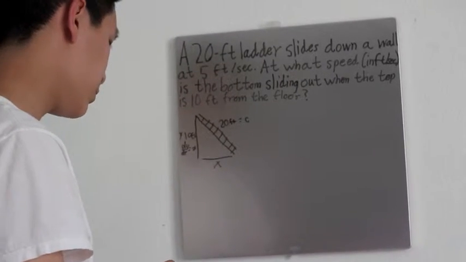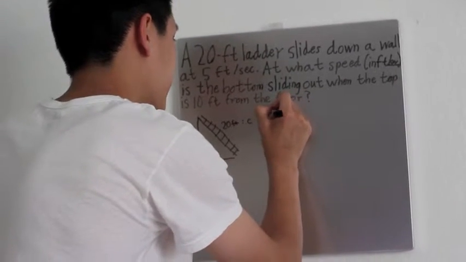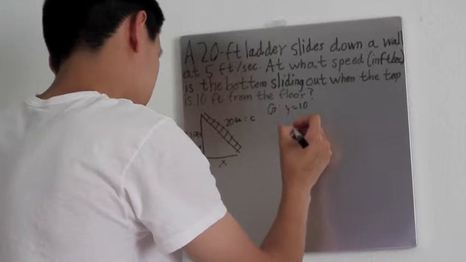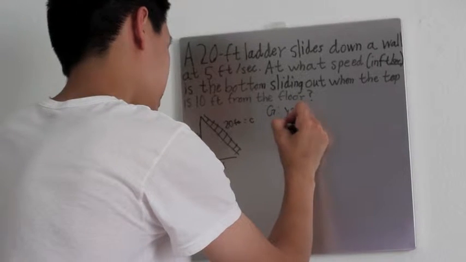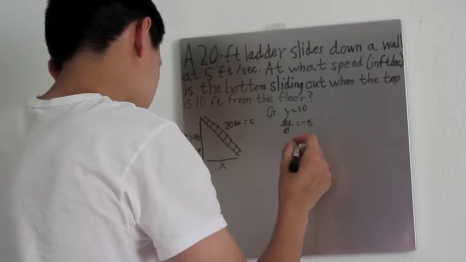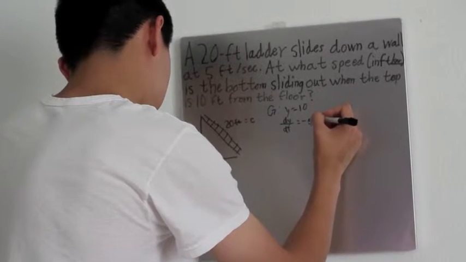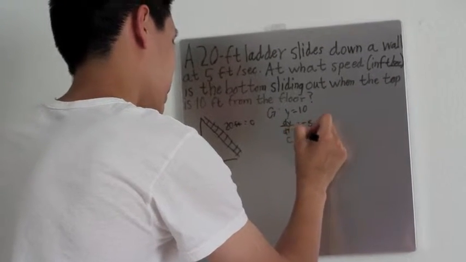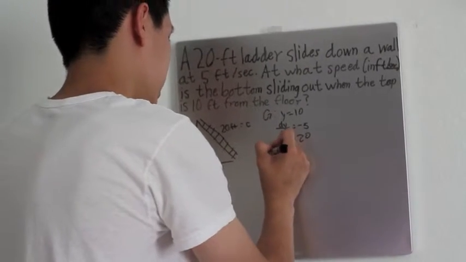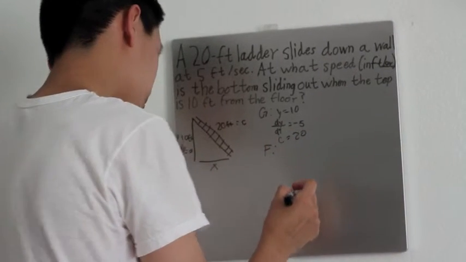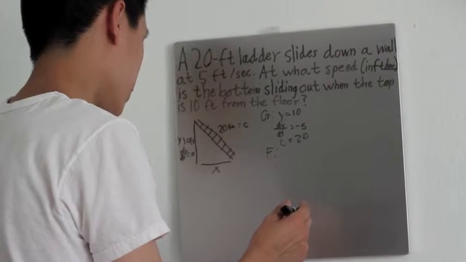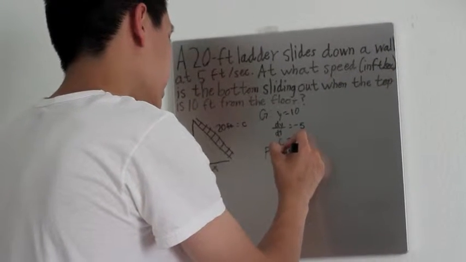And then next, you write your givens. Y is 10. Dy dt is -5. C is 20. And we write what we have to find. And we're trying to find the rate of x sliding away from the wall. So that will be dx dt.